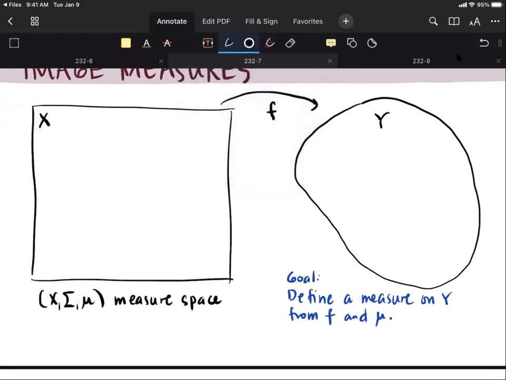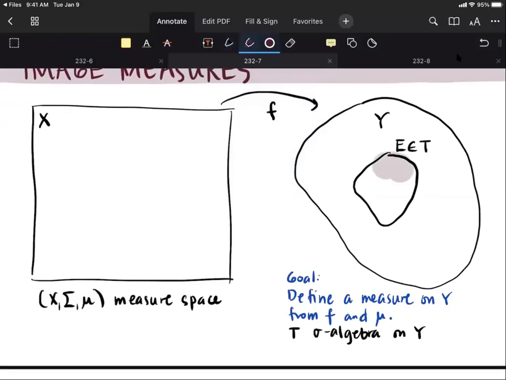Well, to have a measure, one needs a sigma algebra on Y. So suppose that T is also a sigma algebra on your space Y. Then we would like to define the measure of a subset E. So here, suppose that this is E and this is in the sigma algebra T. We want to define a measure, let's say ν, of E.